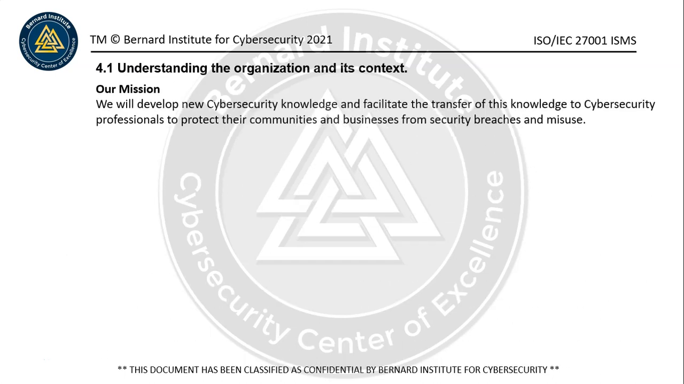Okay. For instance, if you want to understand the organization, I'm going to use my mission as an example. Go to the About Us part of the website on most businesses. And usually they have a number of descriptions of the organization. It might start like this. This is a very formal approach on my website. Our mission, we will develop new cybersecurity knowledge and facilitate the transfer of this knowledge to other cybersecurity professionals who need to protect their communities and their businesses.